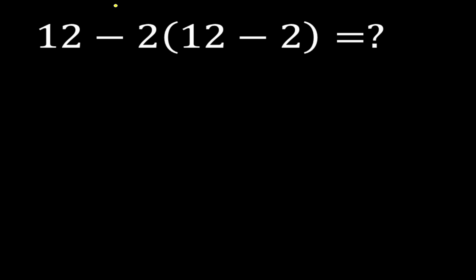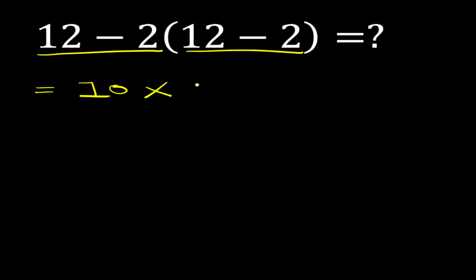So most people solve this question like 12 minus 2 is equal to 10. So 10 multiply 10. 10 multiply 10 is equal to 100, right? But this answer is not correct. This answer is completely wrong.